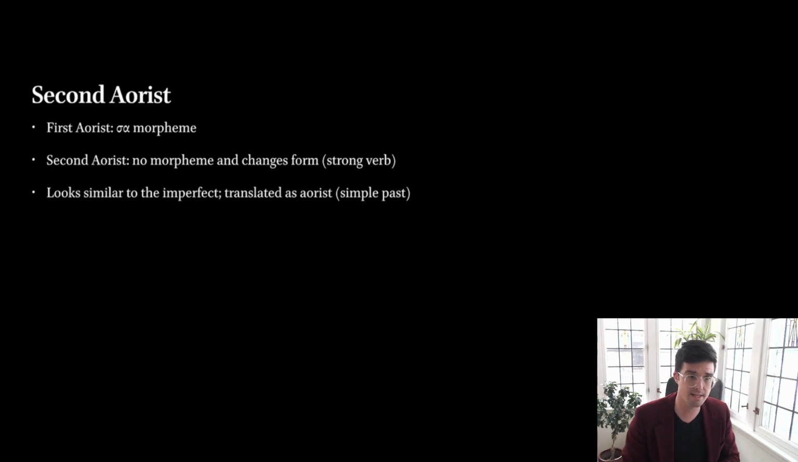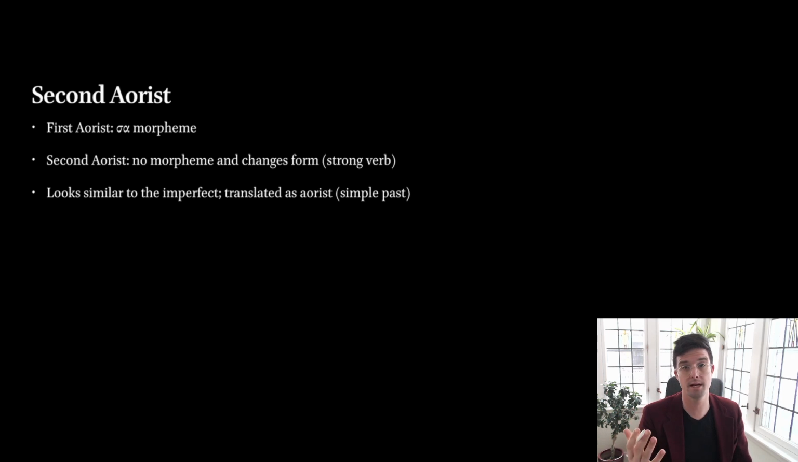So the second aorist is different from the first aorist as to its form. The first aorist is characterized by the sa morpheme. And so I think of this, my sort of mnemonic for remembering first aorist is the sa morpheme. Sa occurs in the first aorist. The second aorist does not use the sa morpheme and rather changes its verb form. This is what in grammar is called a strong verb, where a verb will change its root or change its form in the past tense.